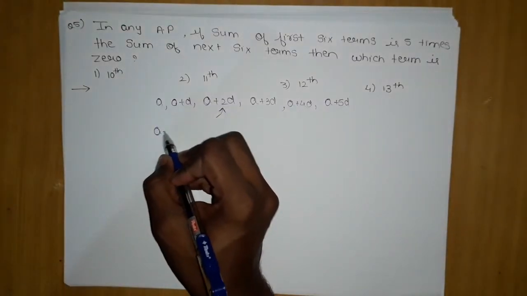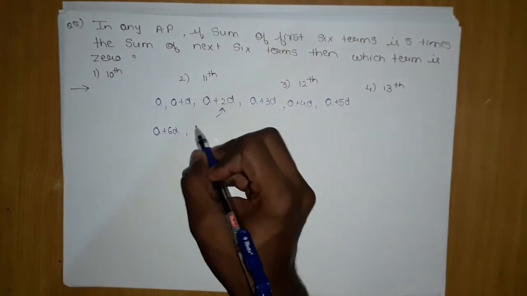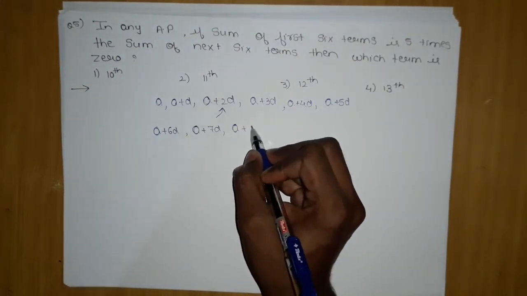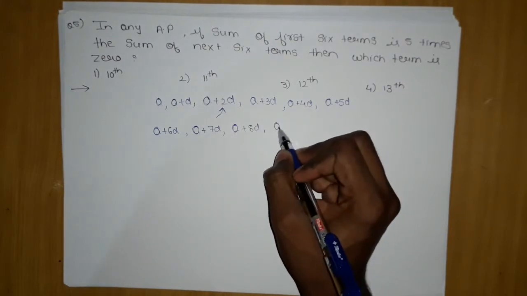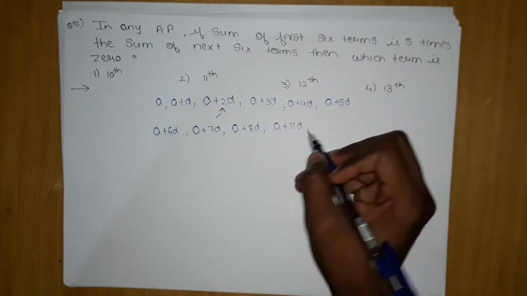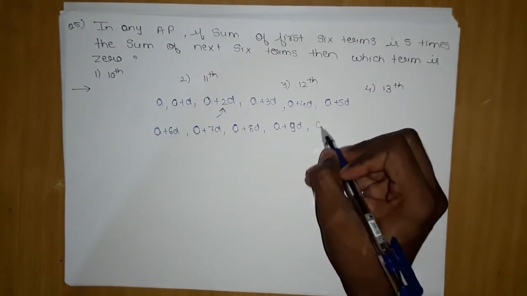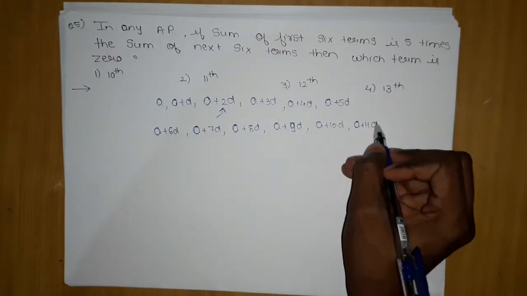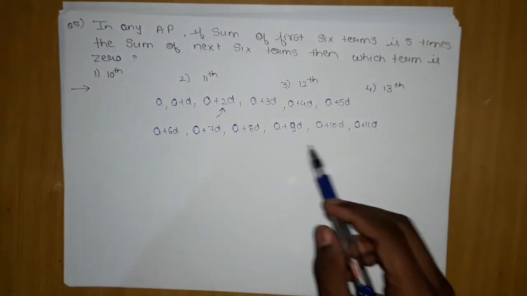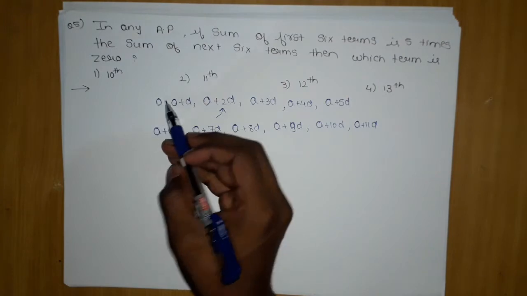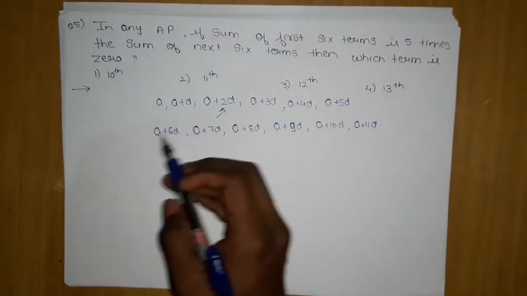How will I take the next 6 terms? a plus 6d, a plus 7d, a plus 8d. At what point will I stop? At a plus 11d: a plus 9d, a plus 10d, and the last a plus 11d, okay. 1 2 3 4 5 6. So in this pattern we consider all the 12 terms. They have told us that the sum of the first 6 terms equals 5 times the sum of the next 6 terms.